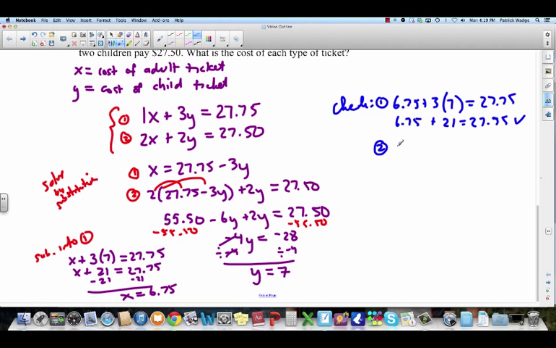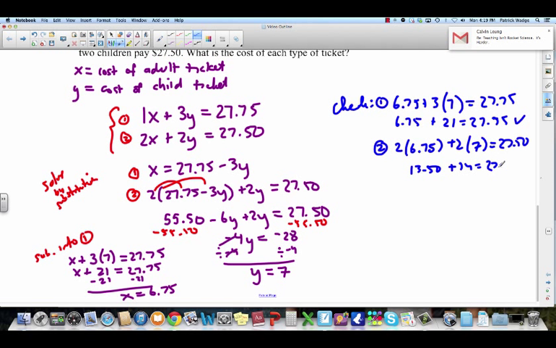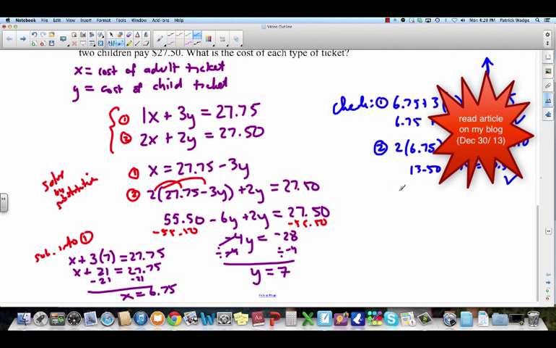And then for the second one, we have 2 times x is 6.75, plus 2 y's, and y is 7, equals 27.50. 2 times 6.75 is 13.50. 2 times 7 is 14, and it's supposed to equal 27.50, and it does. Hey, that's interesting what that says, isn't it? I'll check that out later.